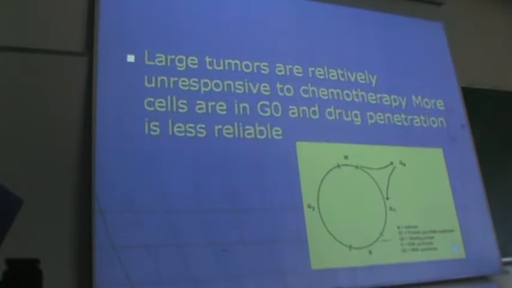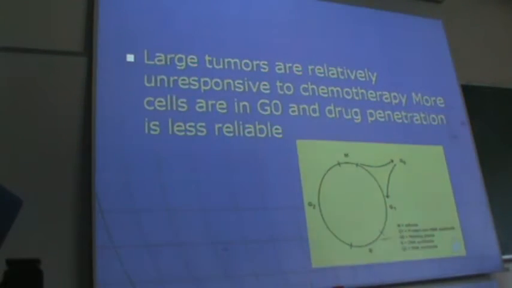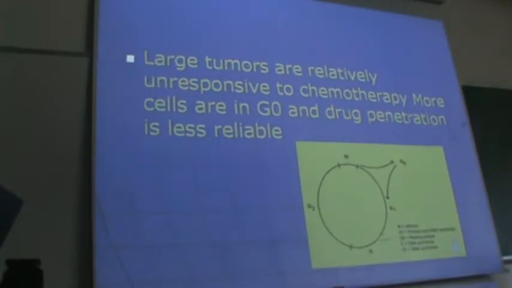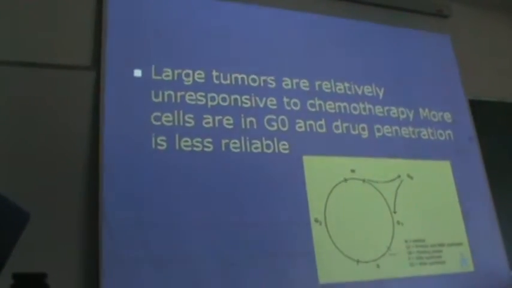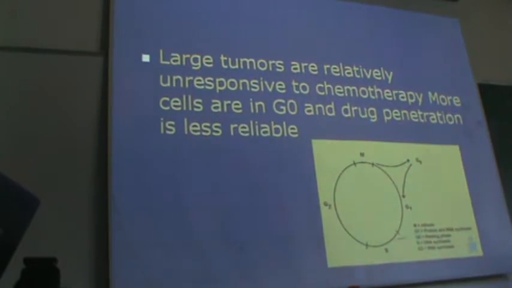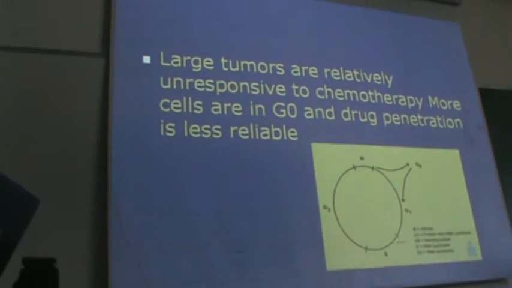As you know, larger tumors have a small growth fraction, meaning the percentage of growing cells is small, so the response will be less. Big tumors usually have hypoxic cells. There is not enough oxygen and not enough nutrition going to that area, and those cells will be in the G0 stage, so they will not be a good target for chemotherapy.